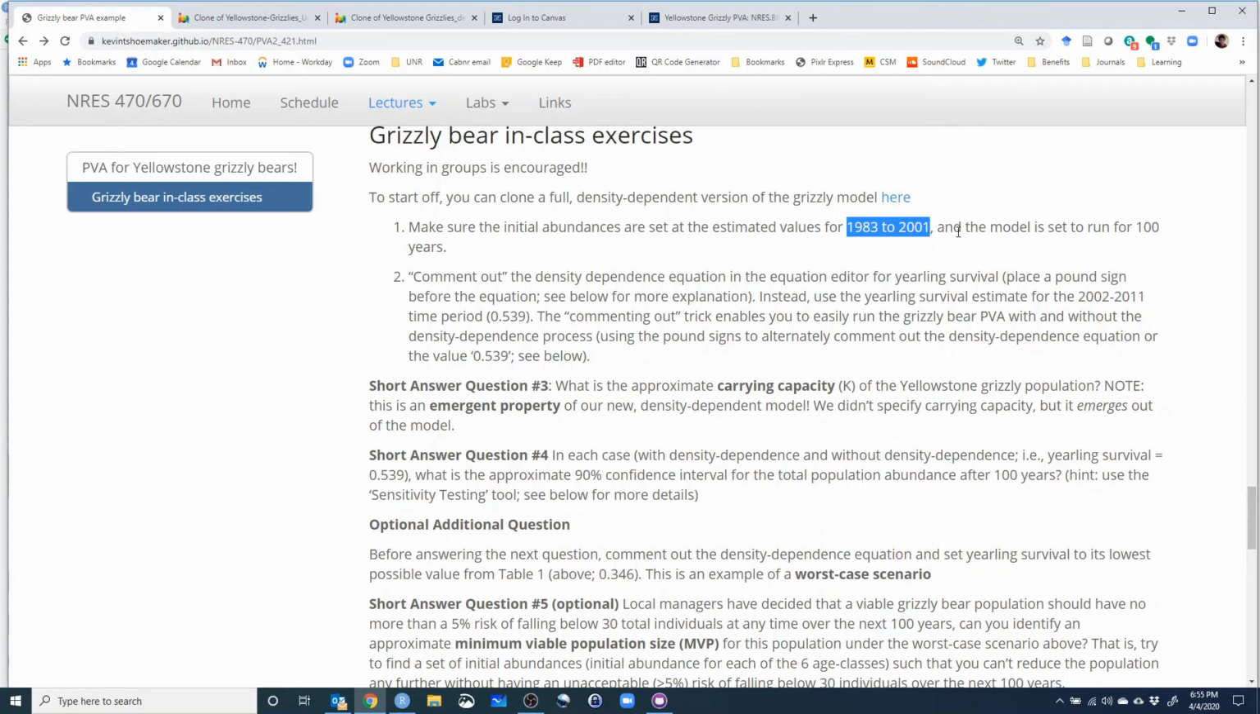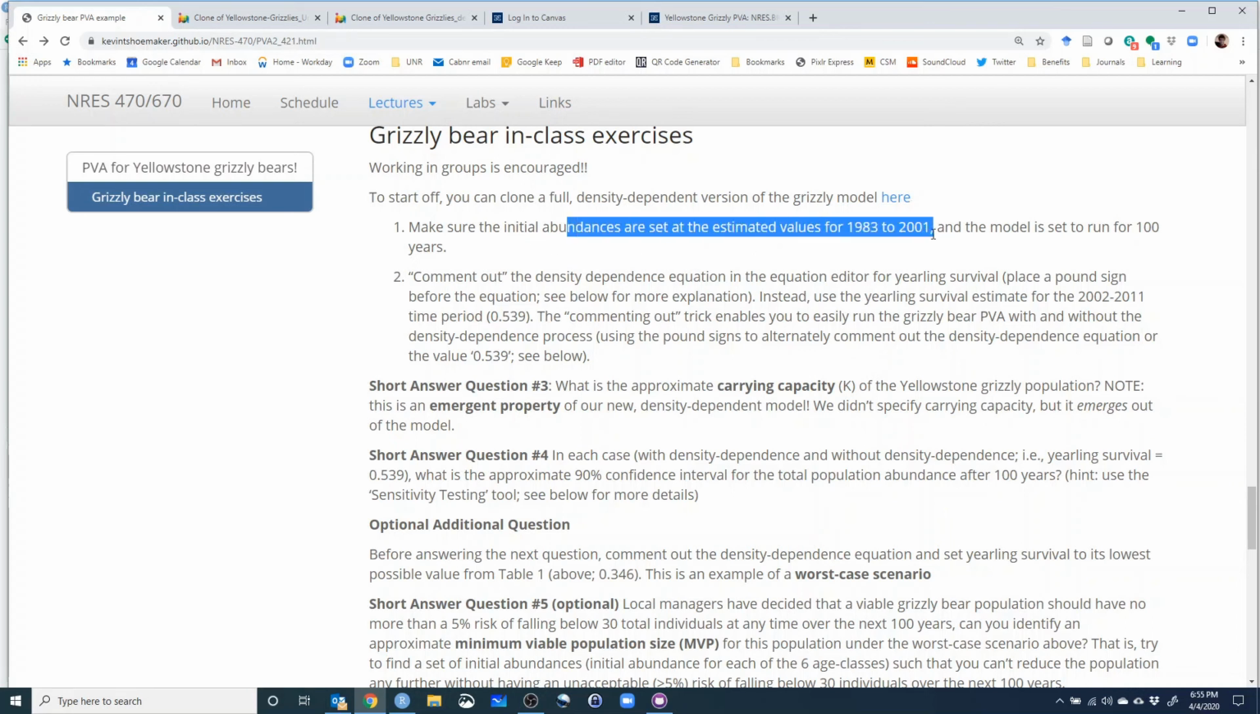Set the parameters, and make sure the initial abundances are set at the values for 1983 to 2001. So make sure you have the density-dependent model. If you want, you can clone the full density-dependent model. You don't have to use your own model. You can use the model that I've already developed.